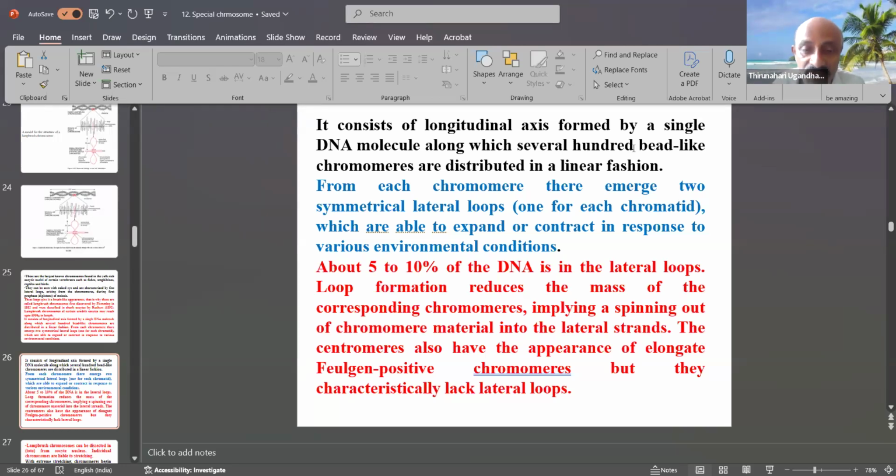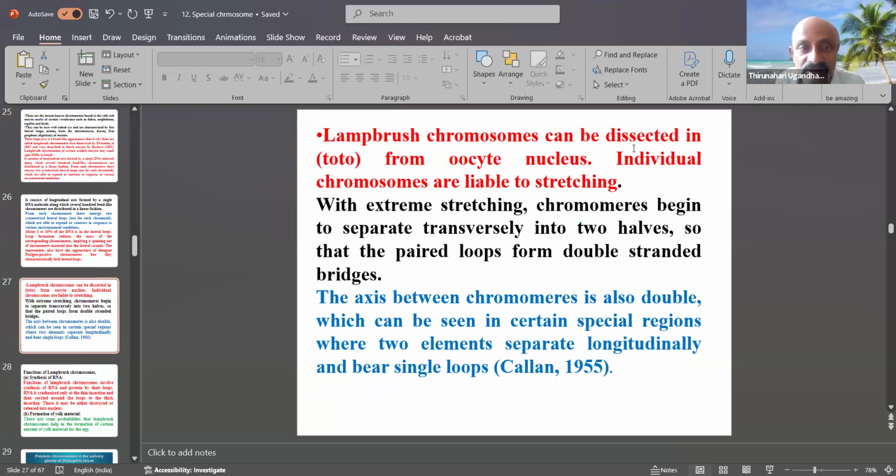The centromeres also have an appearance of the longest, full and positive chromosomes, but they are characterized by the lack of lateral loops. The lampbrush chromosome can also be dissected from the oocyte nucleus. Individual chromosomes are liable to stretching.